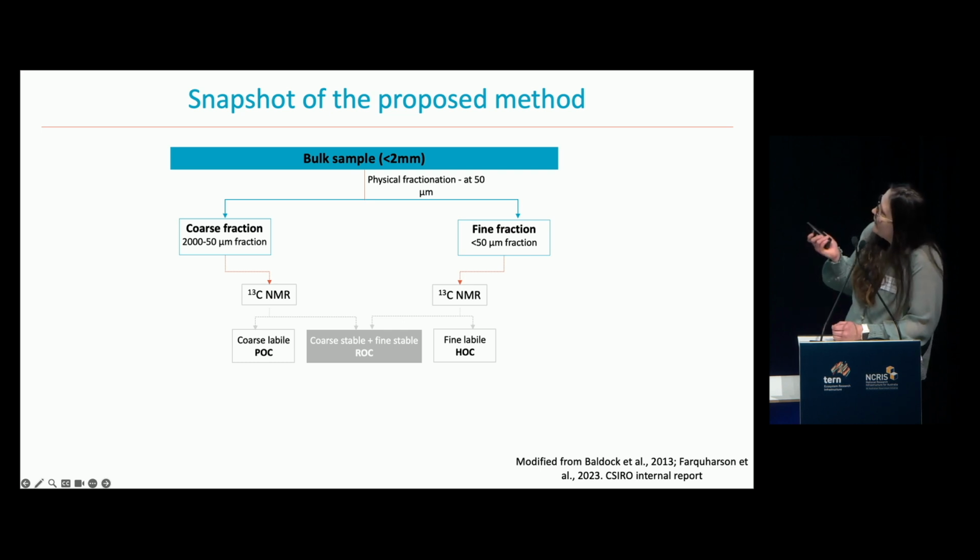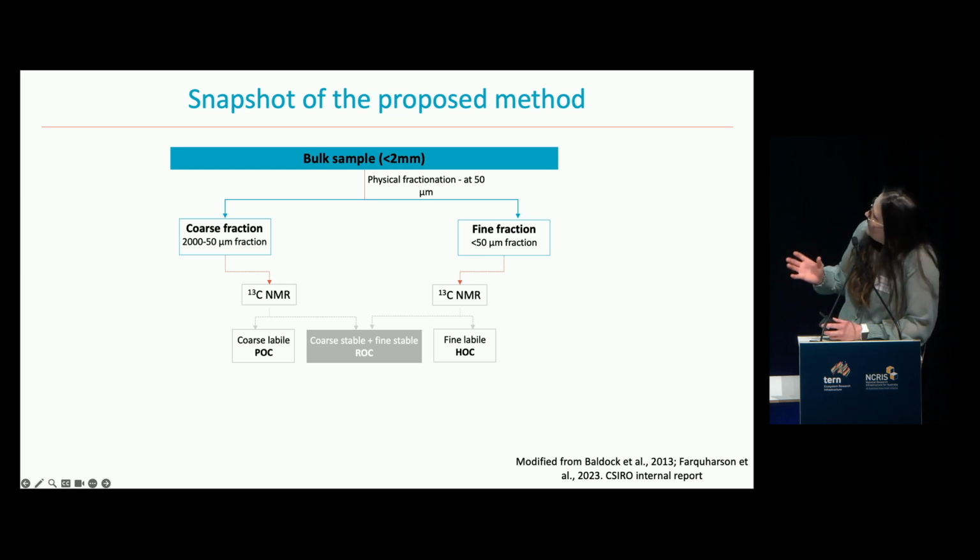NMR, we have the labile part in the coarse fraction, which we call POC, from particulate organic carbon, and then the stable part also in the coarse fraction. And then we have a labile part in the fine fraction, which we call HOC. POC is considered to be the more labile one. HOC is considered to be a bit more stable.